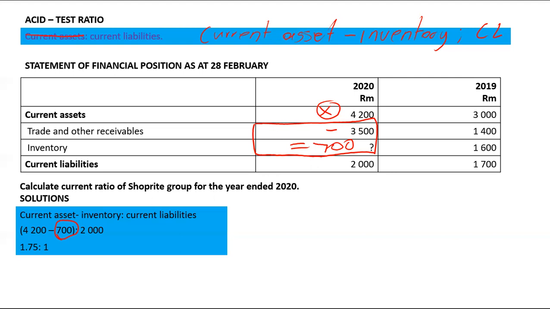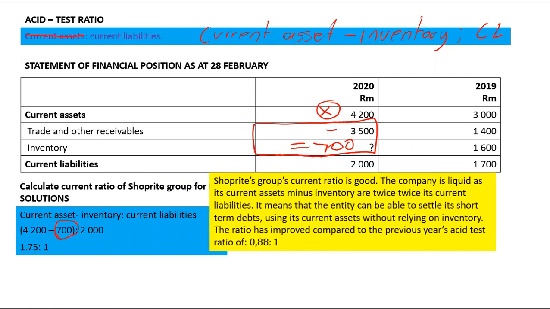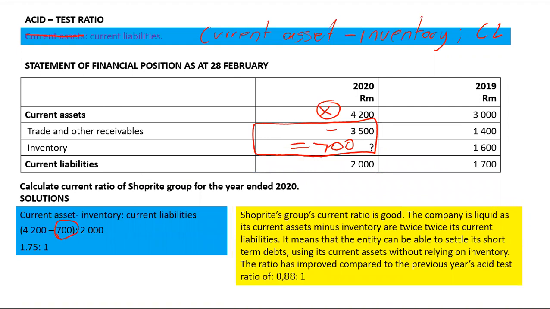It actually sells a lot of its stock. That is why it is so liquid. So we are going to say Shopify Group's current ratio is good. The company is liquid as its current assets minus inventory are twice its current liabilities. I'm saying twice because we have 1,75. 1,75 is pretty much close to 2 when you round it up.